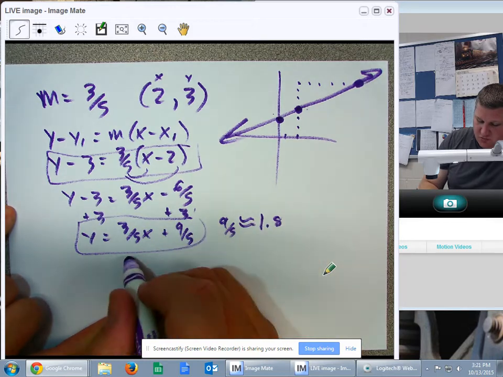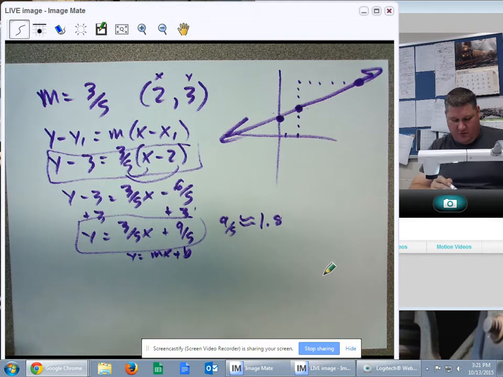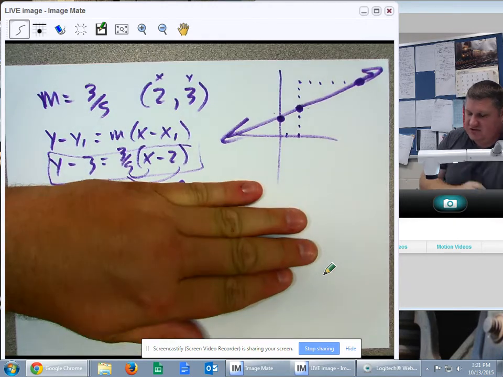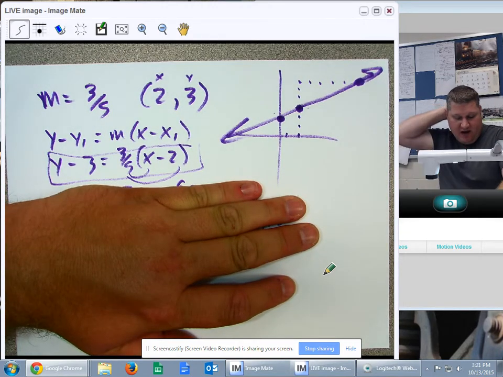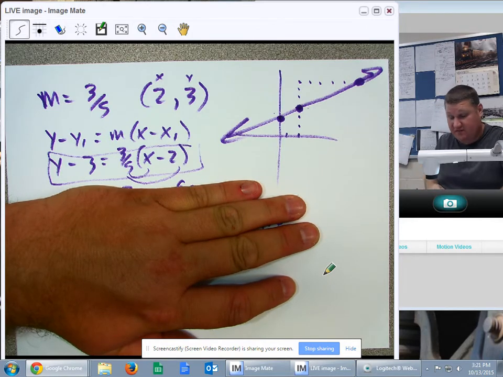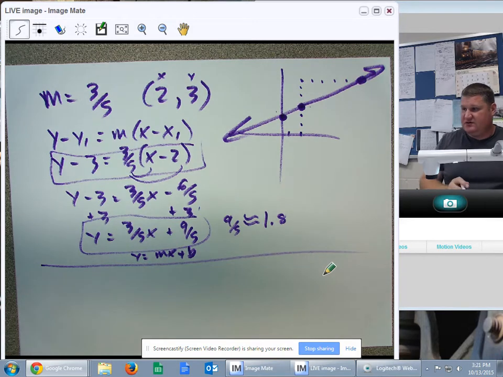So whether it's y equals mx plus b or whether it's point-slope form, you're fine. In fact, you could have just stopped right here because that would be enough to graph the line, and that is an official version of an equation of a line. So that's fine. Now, let's do another example.